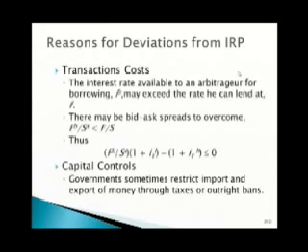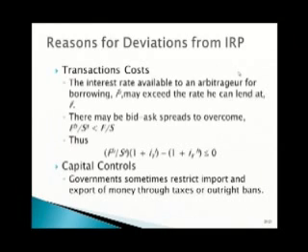Reasons for deviations from interest rate parity. Well, transaction costs. The interest rate available to an arbitrageur from borrowing, denoted by I sub B, may exceed the rate he can lend at, denoted by I sub L. And there may also be a bid-ask spread to overcome. So the future exchange rate, which we take as a bid, and the spot rate, which we take as an ask, would be less than the theoretical ratio. So the two ratios would not be equal, and therefore we would end up with an inequality.